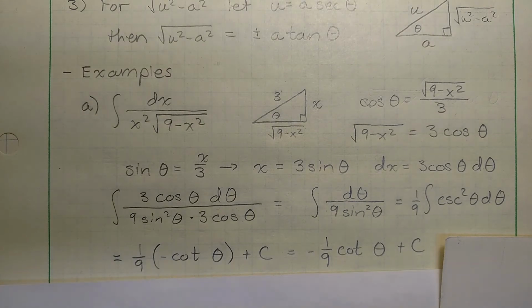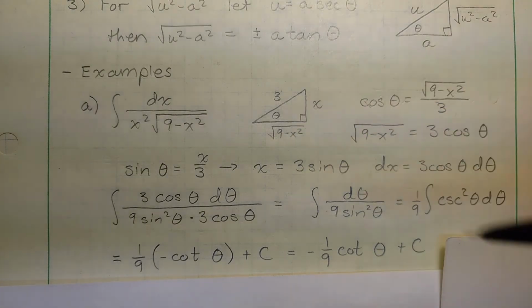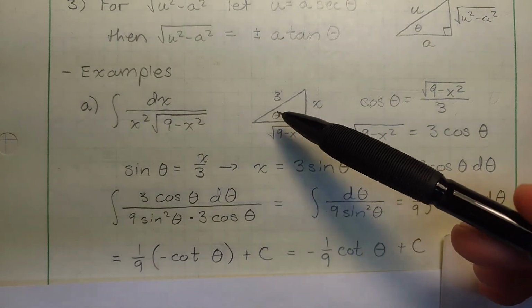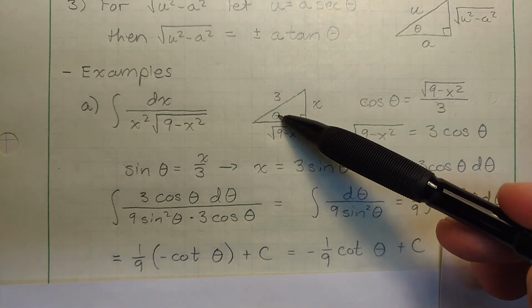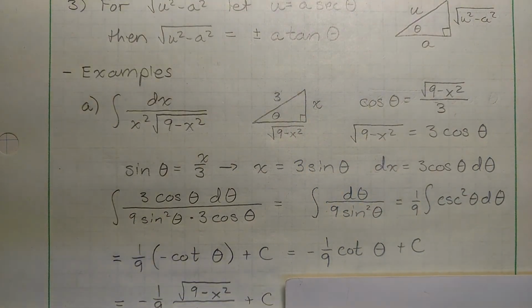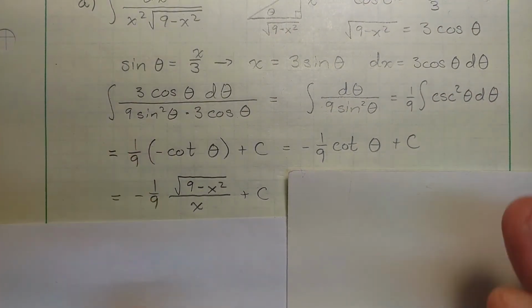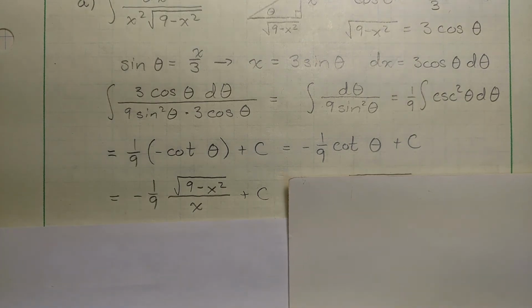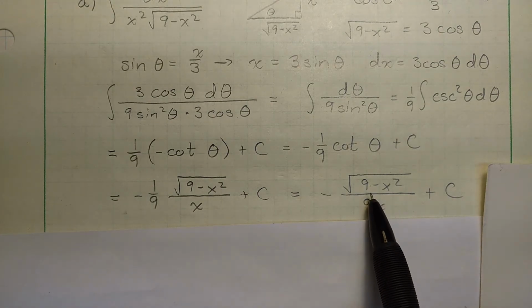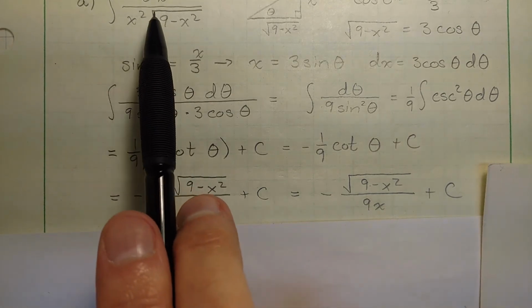Now my final step is I have to get my answer in terms of x. So here's why you always want to draw your triangle. You go back up here and you say, oh, cotangent of theta. Here's theta. Tangent's x over this. Cotangent would be adjacent over opposite. So my final answer is going to be negative 1/9 times the square root of 9 minus x squared over x plus c, or more commonly written, just put that 9 in the denominator. And if you wanted to, you could take the derivative of this and you would find out that you would get back to that.